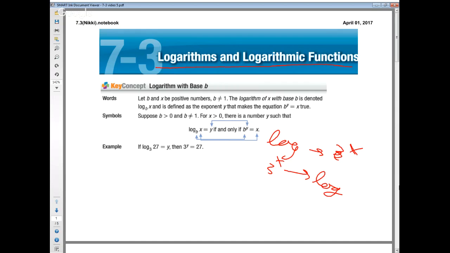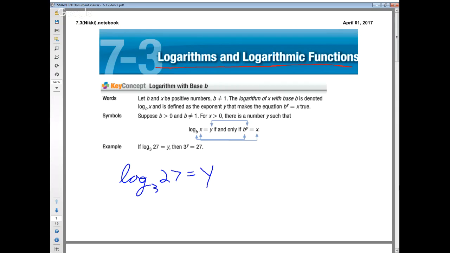But for this video, we're going to talk about how we can take log equations and figure out what they are actually equal to. Just let me go ahead and erase this real quick.